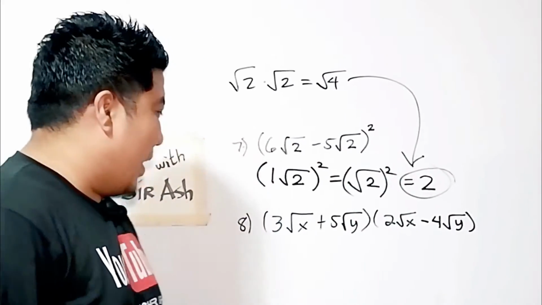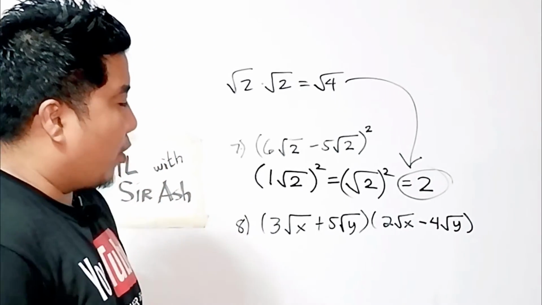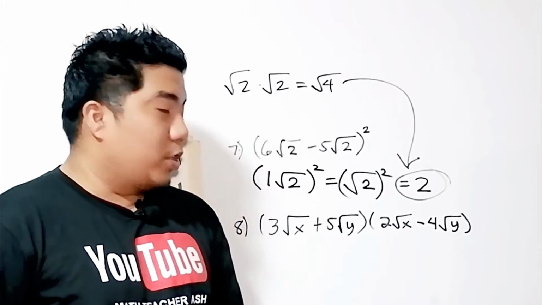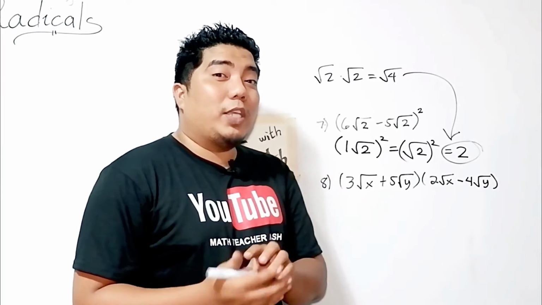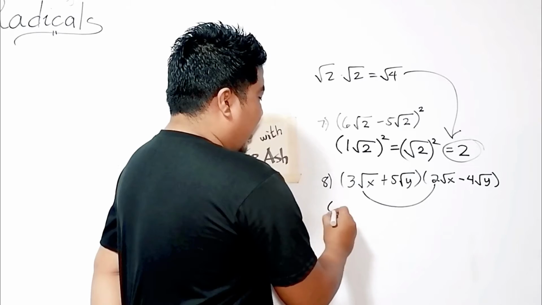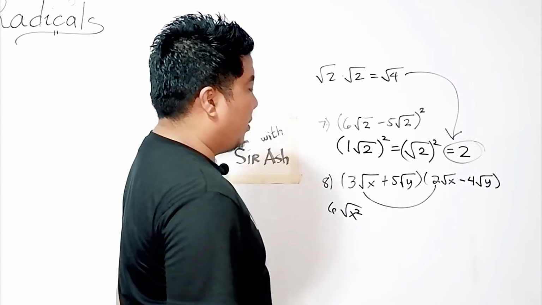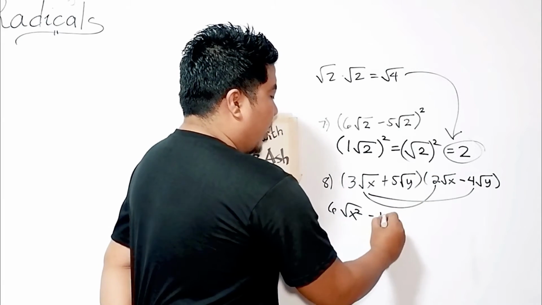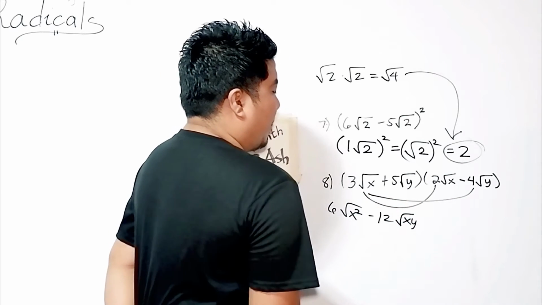And now let us go to our final example. We have 3 square root of x plus 5 square root of y times the quantity 2 square root of x minus 4 square root of y. Okay, so if this is the case, then what you can do is you can just apply the FOIL method. So we have 3 times 2, that is 6. Square root of x, that will be square root of x squared. Then we have the outer terms, minus 3 times 4, that is 12. Square root of x times square root of y, that is square root of xy.